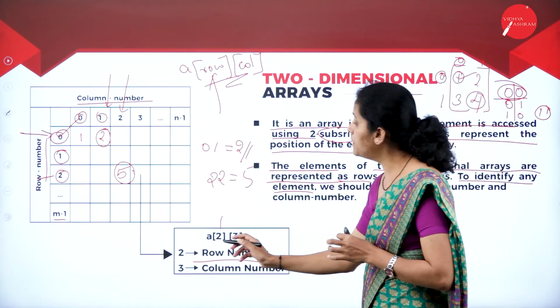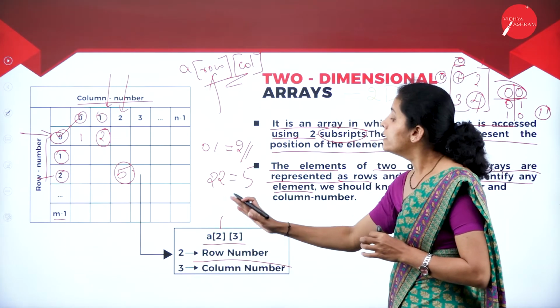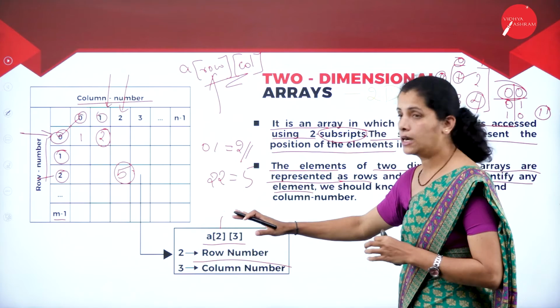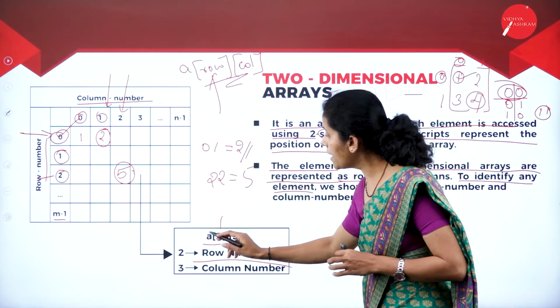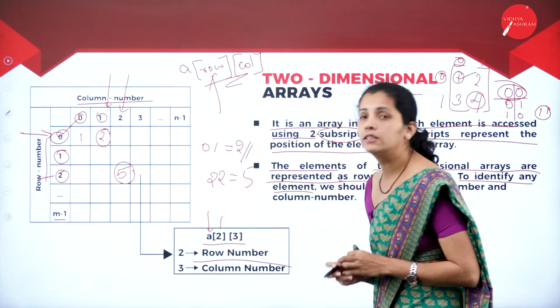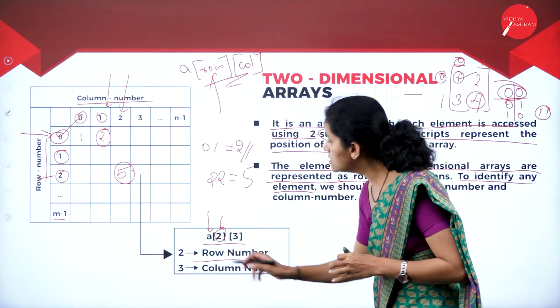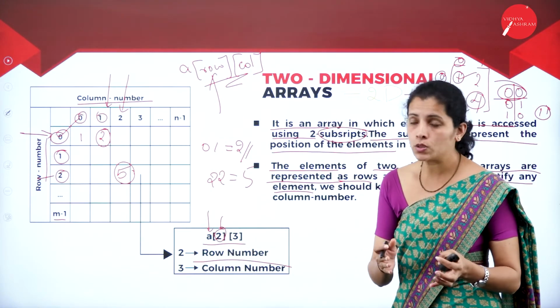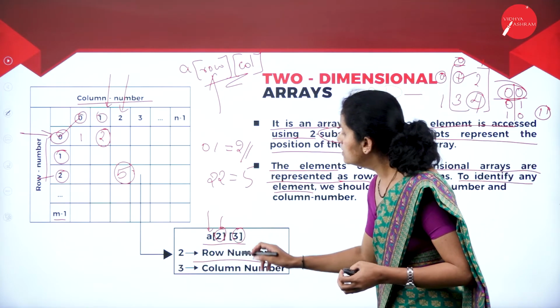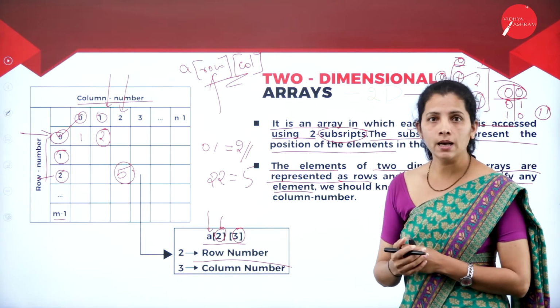Now consider the simple example here. Here I am having array declaration, that is A. So what is A here? That is nothing but my array name. And what is this 2? This is nothing but the rows. And what is this 3? It is nothing but the column number.